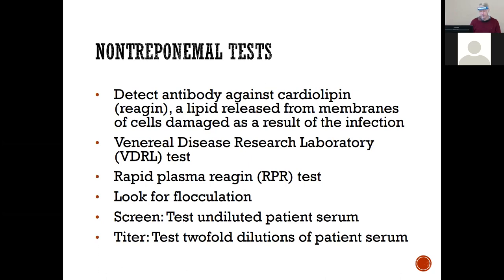This is a non-treponemal test. It was developed at the Venereal Disease Research Laboratory. So it first got a name of VDRL. And we still see that. We can still perform that. But it's evolved into something called the rapid plasma reagin test, and that's what we're going to do today, called RPR. So you'll definitely need to know what RPR stands for and what it evolved from. It evolved from the VDRL test, but both of these are non-treponemal tests.